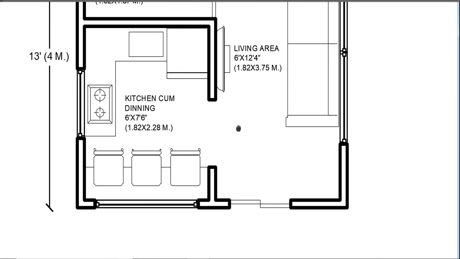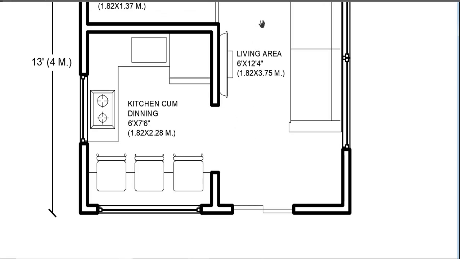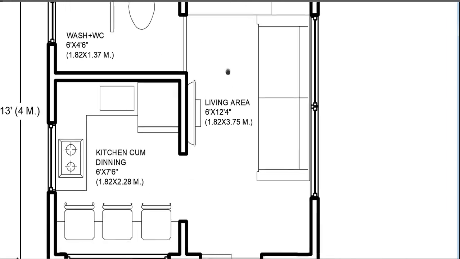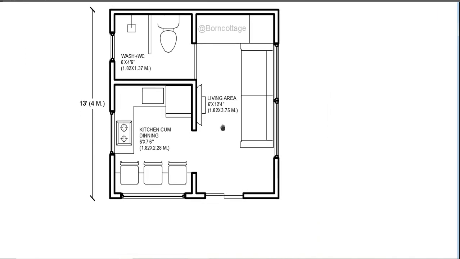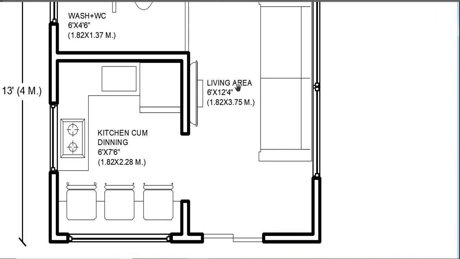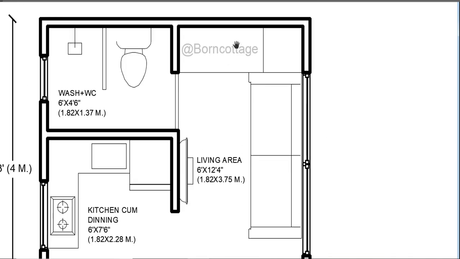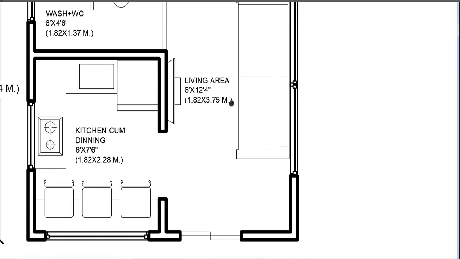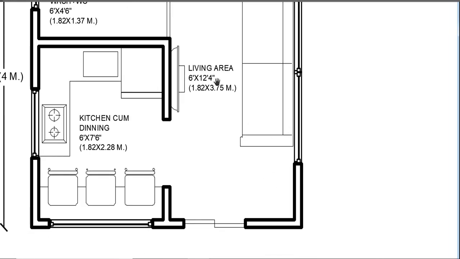So we have living area in the first. The size of the living area is 6 feet into 12 feet 4 inches, in meter 1.82 into 3.75 meter. You can see here the sofa arrangement and also a bed for single person, and we have two large size windows for ventilation and light purpose.